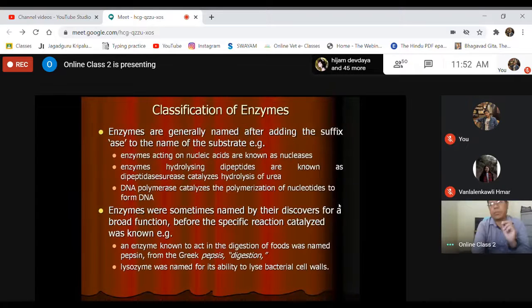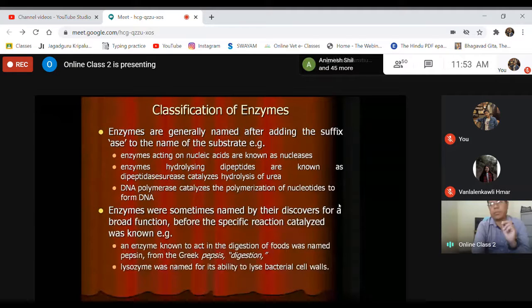Okay, now coming to the classification of enzymes. Enzymes are generally named by adding the suffix "ase" to the name of the substrate. So when the name of an enzyme is given, "ase" is added to the substrate. For example, enzymes acting on nucleic acids are known as nucleases. We are adding the "ase" here; nucleases comes from nucleic acids.